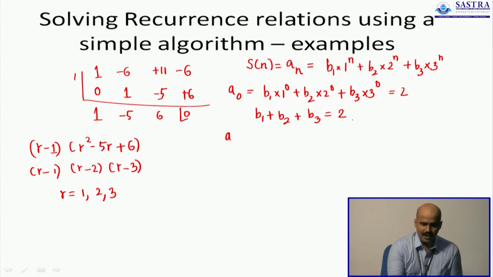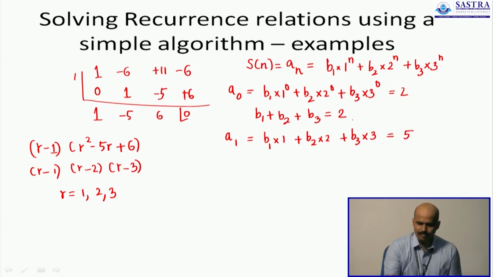Similarly we have a1 to be 5. So b1 times 1 power 1, that's 1, b2 times 2 power 1, that's 2, plus b3 times 3 power 1, that's 3, all of them adding up to give you 5. Therefore the second equation that we will have is b1 plus 2b2 plus 3b3 equaling 5.